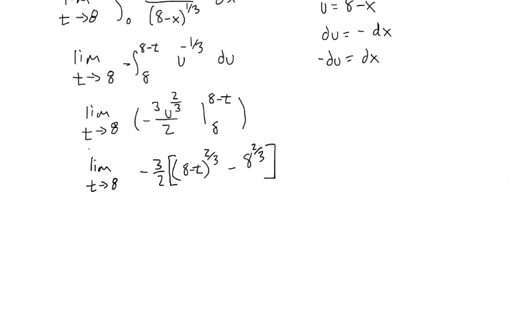And now we can evaluate the limit. So we have the limit as t goes to 8, and when we evaluate 8 minus t to the 2/3, we get 0. So we have negative 3/2 times 0. And when we evaluate the limit as t goes to 8 of negative 8 to the 2/3, we get minus 4. So here we don't have any infinity or negative infinity terms. We're convergent. And we're converging on negative 3/2 times negative 4, which is 6. And that's all for this video on improper integrals.